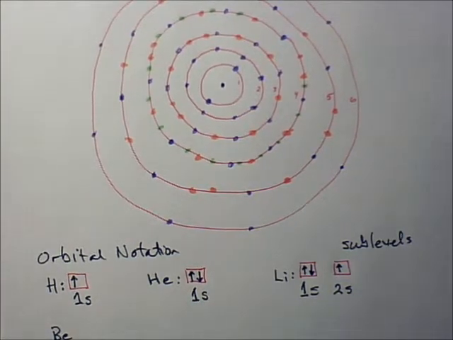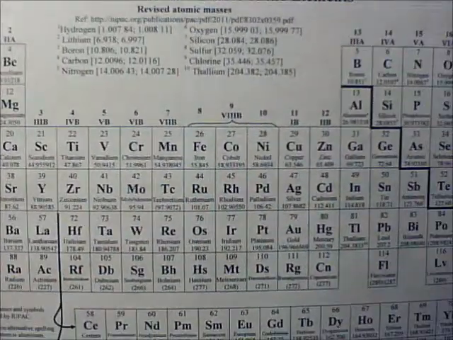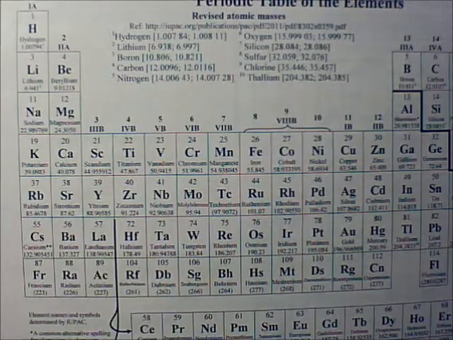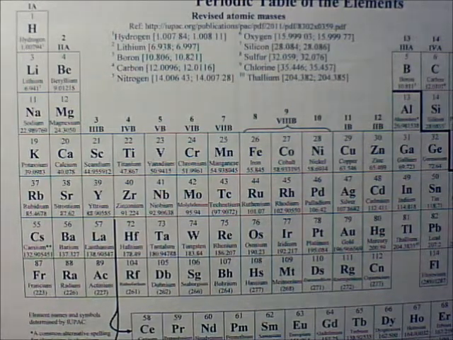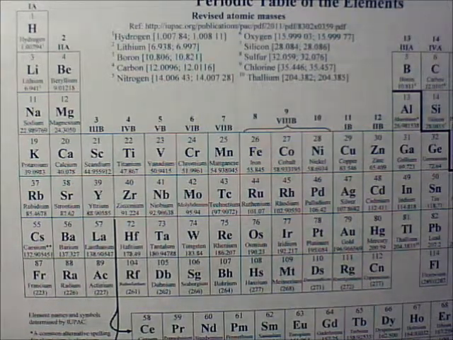Do you think you could do beryllium by yourself, based on what you know? There's beryllium right there. Try it and see. If you're writing in pencil, it'll be better. Because if you're in pen, you might just scratch it out and start over. If you're in pencil, you can erase it if you need to. See if you can predict the orbital rotation of beryllium based on what we've talked about so far. Okay?